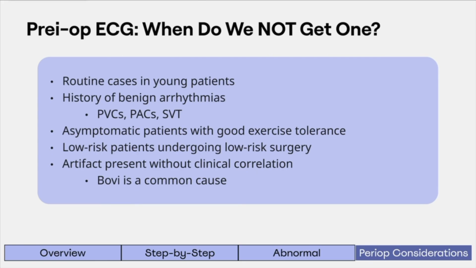You do not need to obtain a preoperative 12-lead ECG for routine cases in young patients, someone with a history of benign arrhythmias, and asymptomatic patients with good exercise tolerance. A 12-lead ECG is also not indicated for healthy patients undergoing low-risk surgery when there is no suspicion of ischemia or arrhythmias, and when artifacts are present without clinical correlation, like vital sign changes and/or signs of poor perfusion.